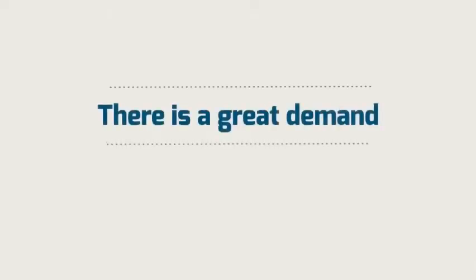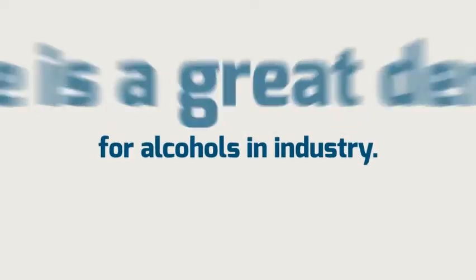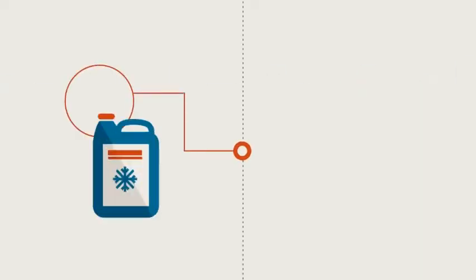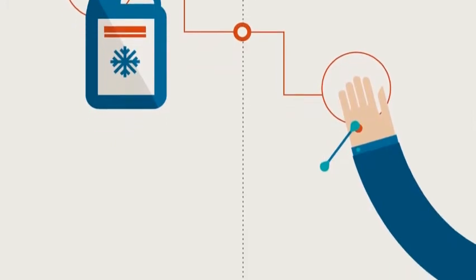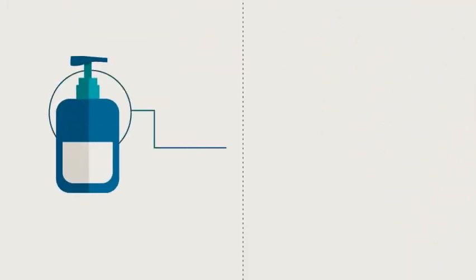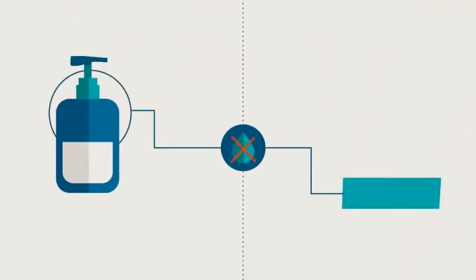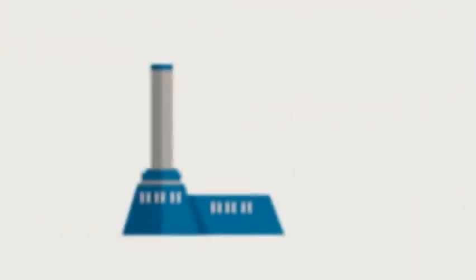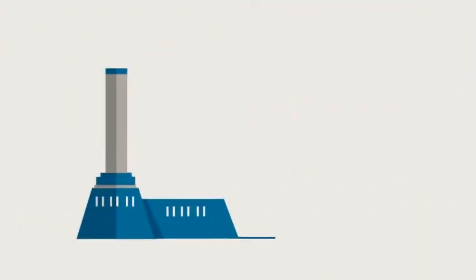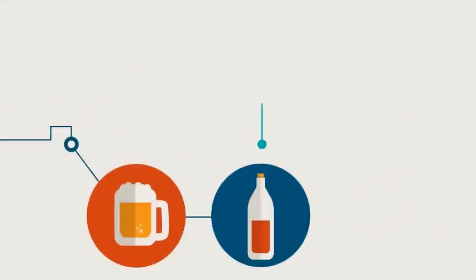There's a great demand for alcohols in industry. We use them to make antifreeze for our engines and for antiseptics to disinfect the skin. If you've ever used a hand sanitizer that works without water, that will have contained an alcohol. We also use a 2-carbon alcohol, ethanol, as an ingredient in alcoholic drinks. The alcoholic drinks industry is huge, and making beer or wine requires science.